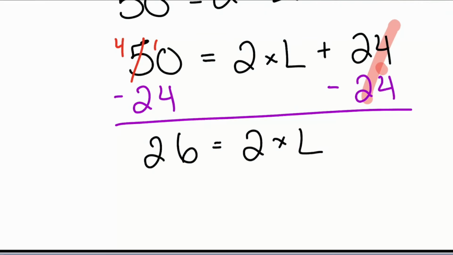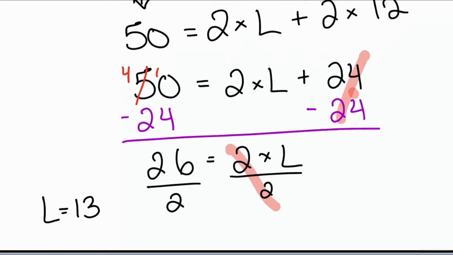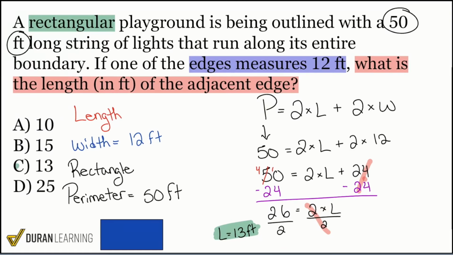And we're going to go ahead and divide by 2. And that's it. Right on. So with that said, divide by 2 on both sides, nice and easy. Cancels out on the right. 26 divided by 2 is 13. And we are all good. So with that, length equals 13. 13 feet to be exact. And we are all set. Answer choice is C. And there we are.